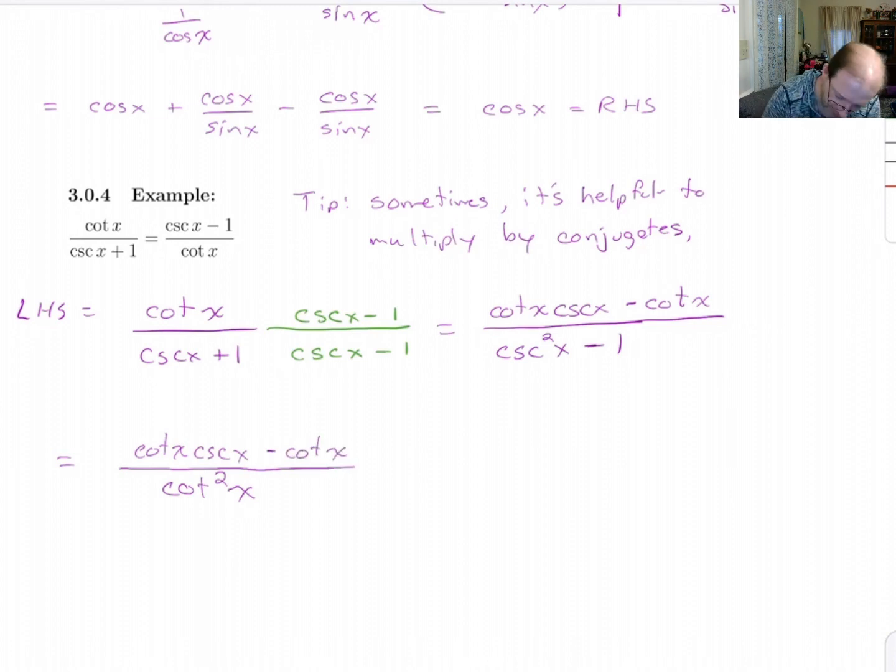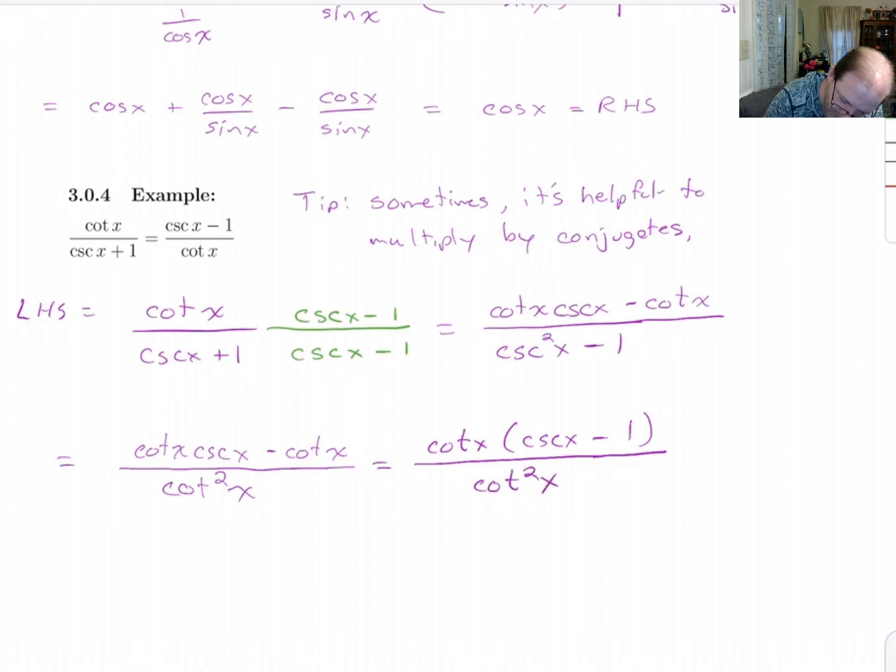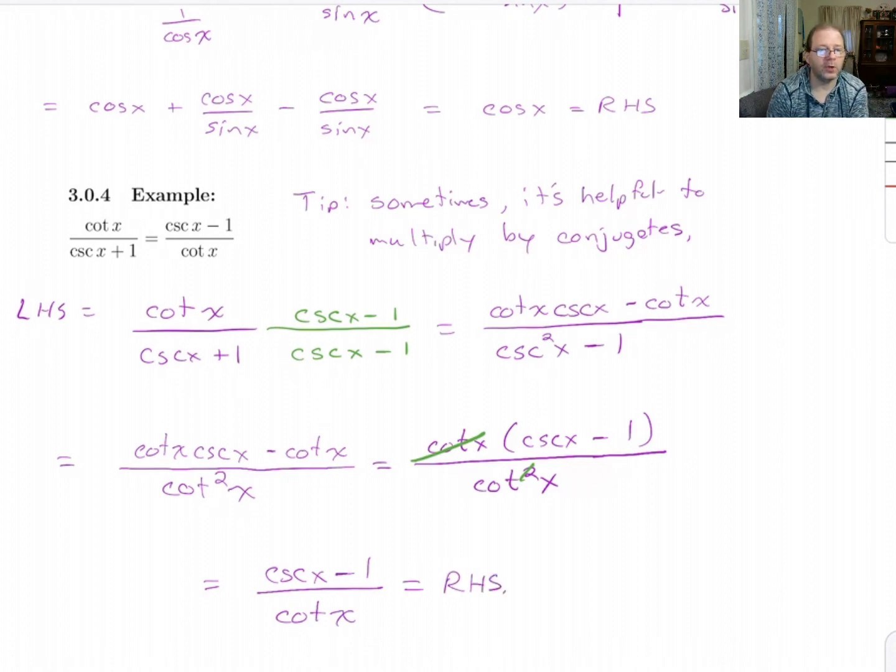So now I can break this into two, actually I'm not going to break it into two fractions. I'm just going to factor out cotan on top. And I'm left with cosecant x minus 1. And on bottom, we've got cotan squared. You can cancel this with one of those, and we're left with exactly what we're looking for. Cosecant x minus 1 over cotan x, which is the right-hand side. So we're good.